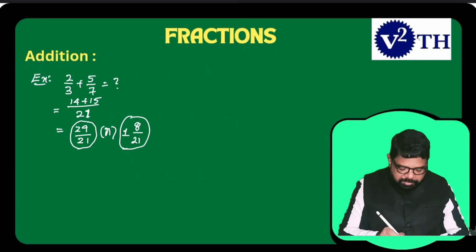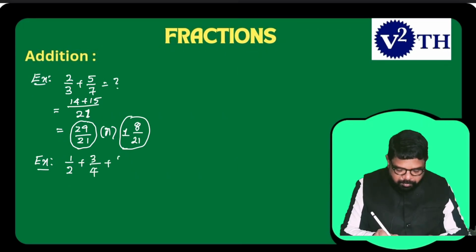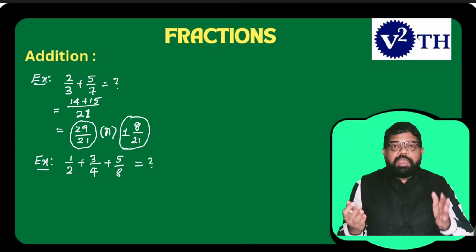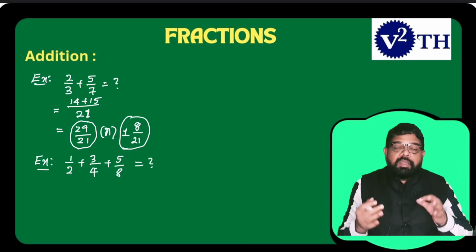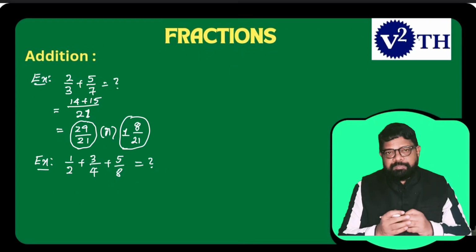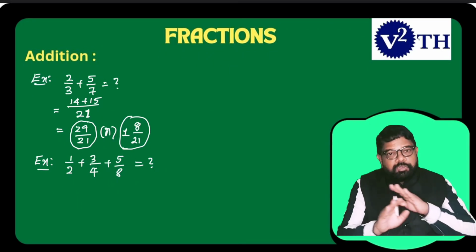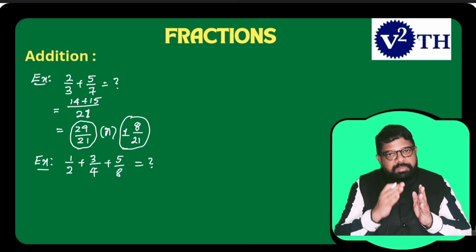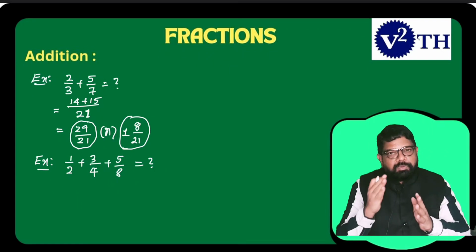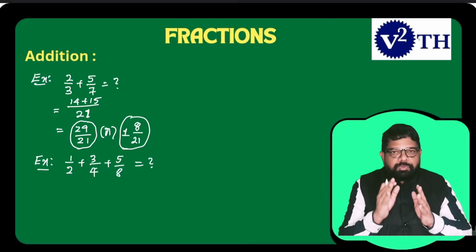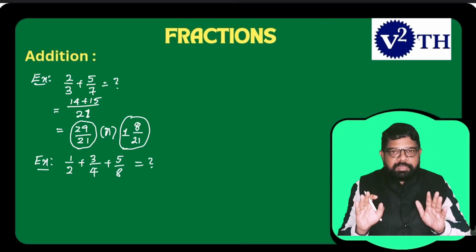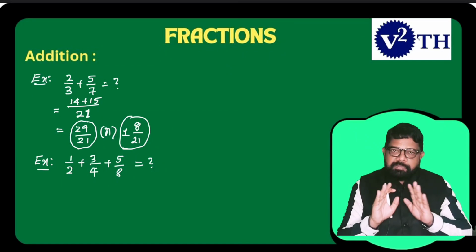Suppose more than two fractions are given, what you do? Suppose let it be 1 by 2 plus 3 by 4 plus 5 by 8, just like this. More than two fractions, maybe 3 or 4 or 5. Now you require the LCM. Up to two fractions, you don't require the LCM. One integer and one fraction given, or two fractions given, you don't require the LCM. Without applying LCM, you can simplify.